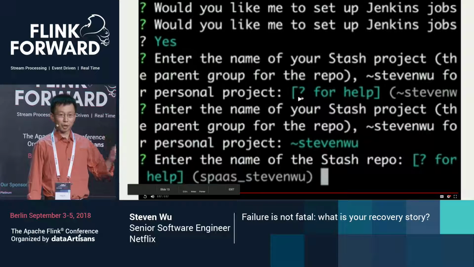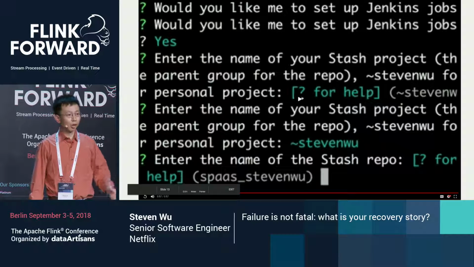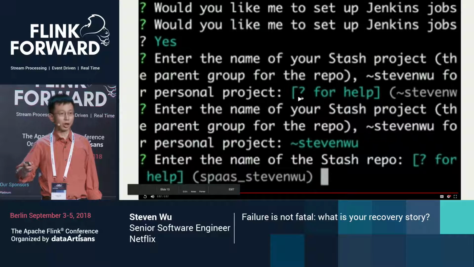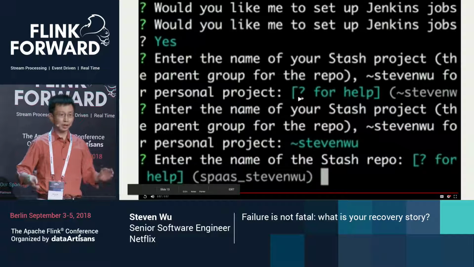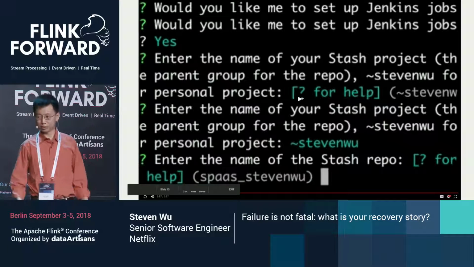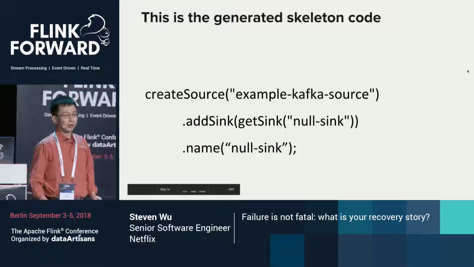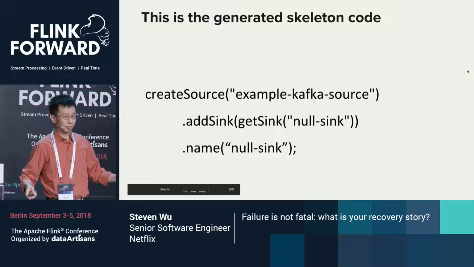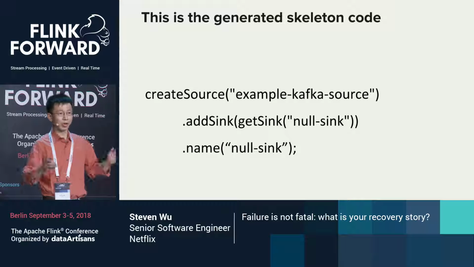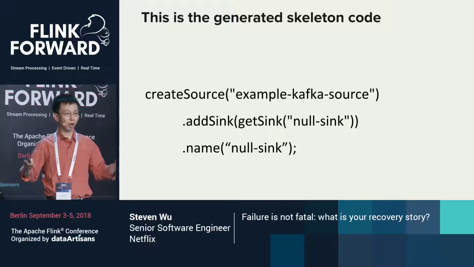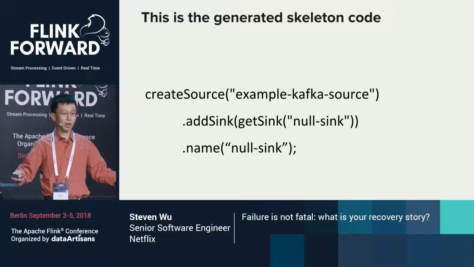Now the user can run the project in their favorite IDE, or they can even deploy this project in our cloud infrastructure. That greatly reduces the barrier to entry and makes it easy for users to just try things out. The generated project has some dummy code, basically reading from a Kafka source and writing to a null sink. Another thing basically logs the output at debug level and just drops it.